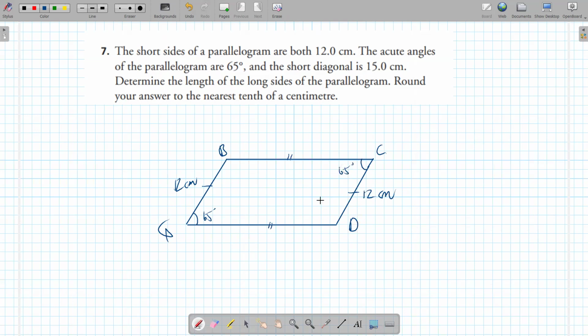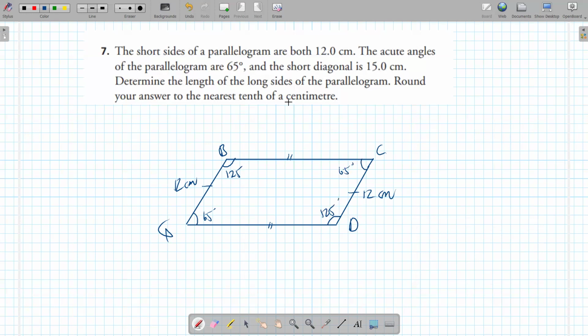Parallelogram, rectangle, the opposite sides are equal. Well, in a rectangle, it's 90, but in a parallelogram, they are supplementary. They will add up to 180. So that means this one will be what? 125. This one is also going to be 125.